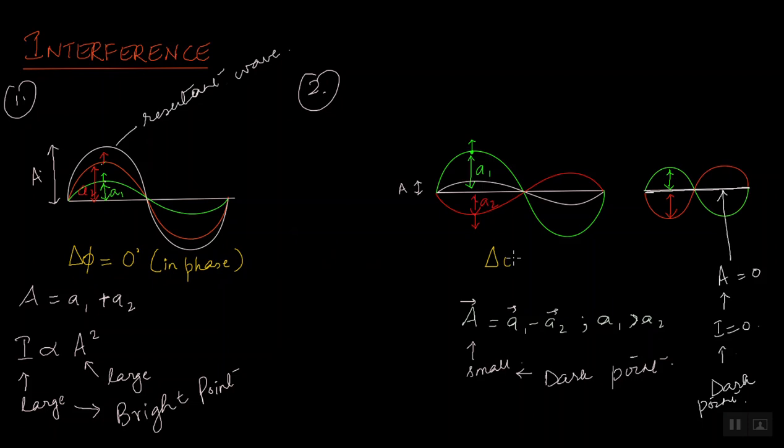And here, what about the phase difference here? This is vibrating up, this is vibrating down. The phase difference here is 180 degree or pi. Okay, right, got it.